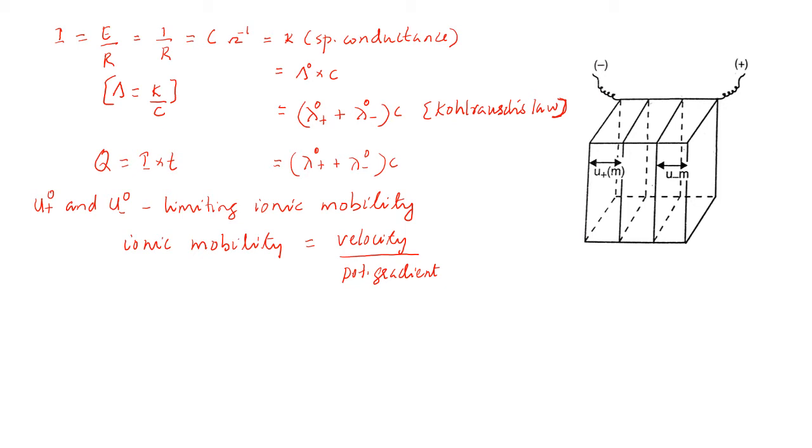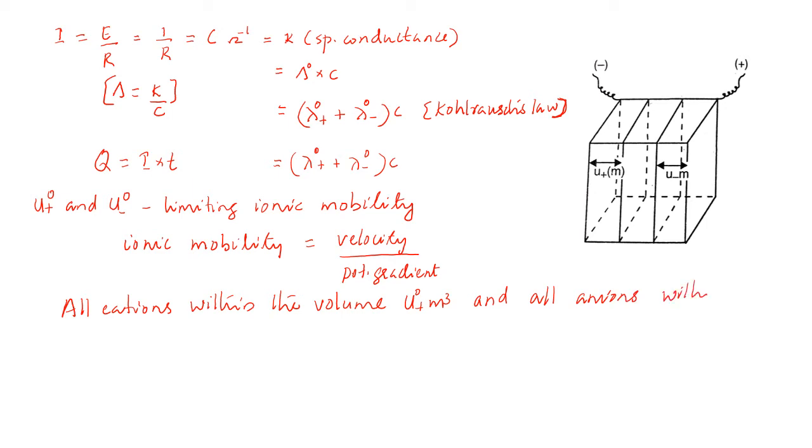And since the area of the electrode is 1 meter square, we can say all cations within the volume U plus 0 meter cube and all anions within the volume U minus 0 meter cube will get discharged at the respective electrodes.